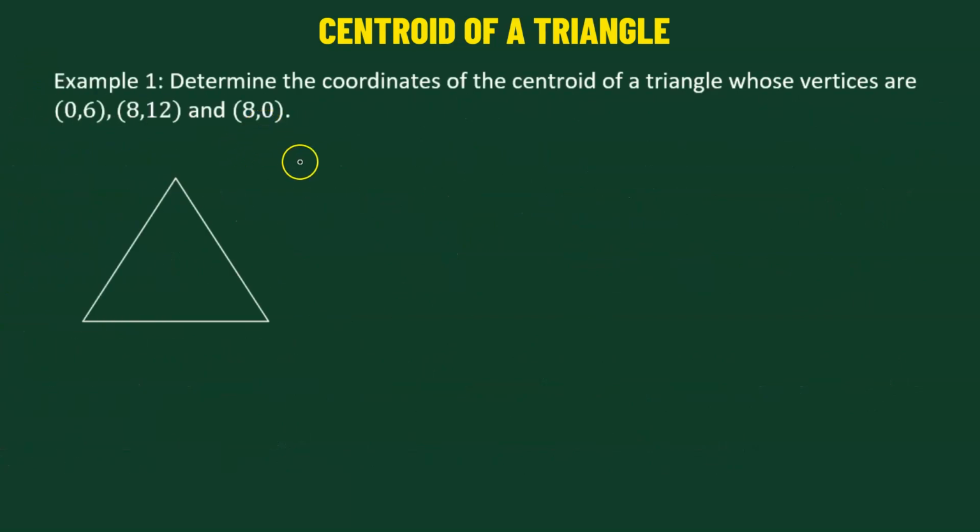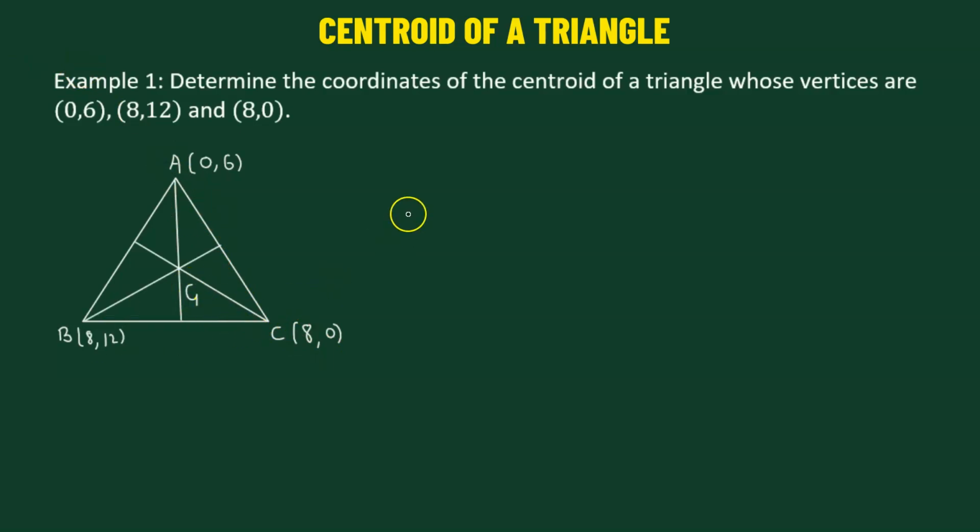So in this problem, we need to determine the coordinates of the centroid of a triangle whose vertices are given to us. So we'll suppose by considering a triangle A, B, and C. So let's suppose that the coordinate of A corresponds to 0, 6. B corresponds to the coordinates 8, 12. And C corresponds to the coordinates 8, 0. Now we need to find out the coordinates of the centroid.